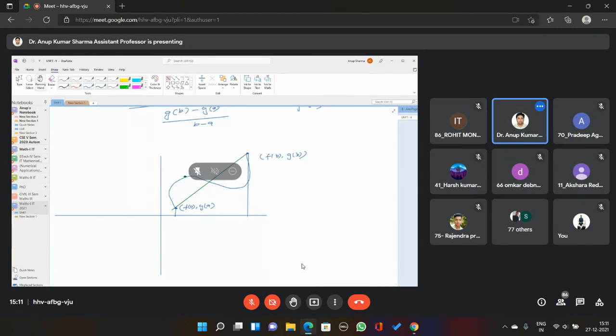So we take tangents here. We are drawing a tangent which is parallel to this one. We try to draw a tangent, so here we get this one tangent.